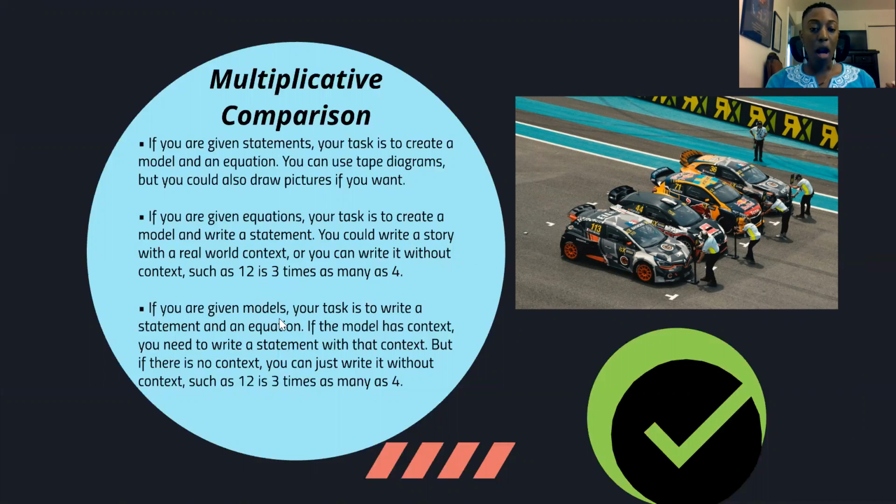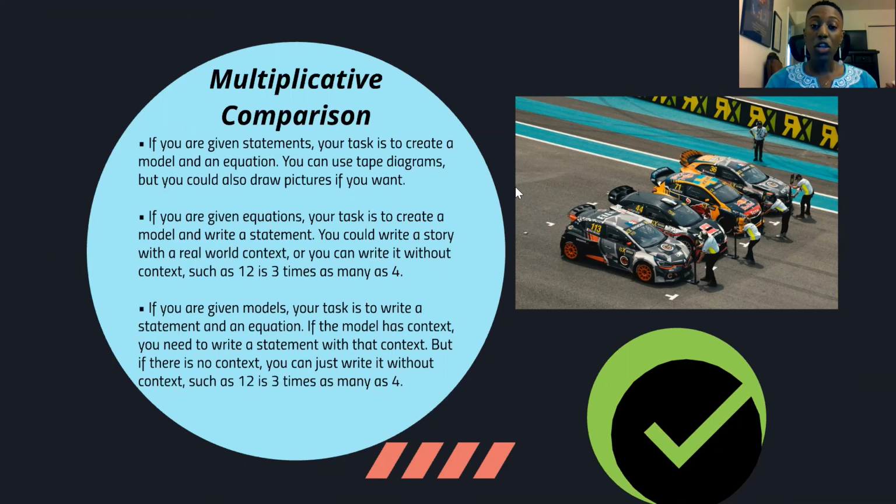Lastly, if you are given models, your task is to write a statement and an equation. So if the model has context, you need to write a statement with that context. But if there is no story context, you can just write it without context, such as 12 is 3 times as many as 4.